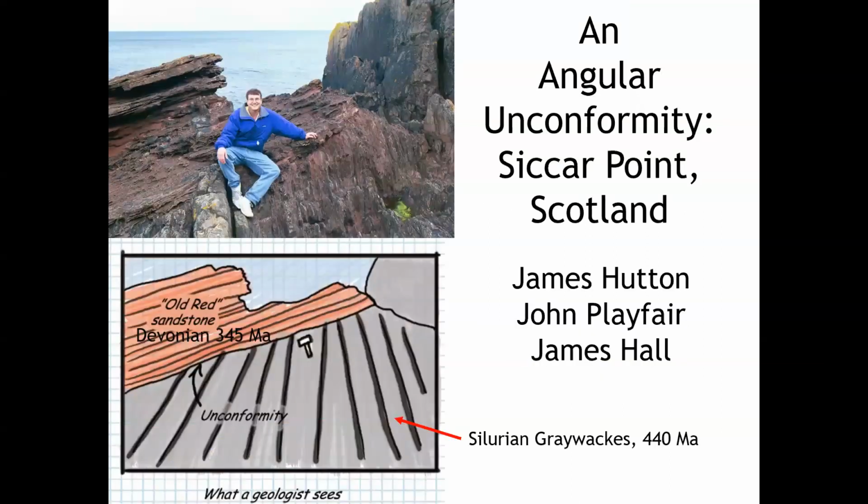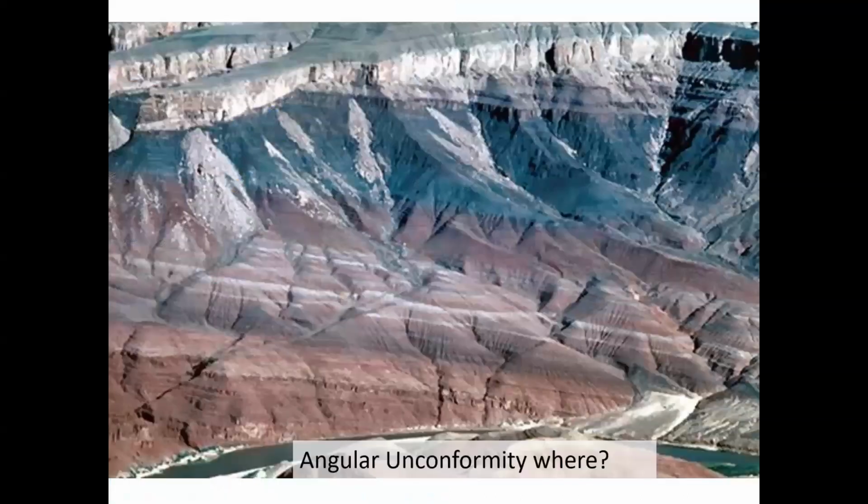One really famous one is Siccar Point, Scotland, and it was a place where these early geologists, James Hutton, along with John Playfair and James Hall, went a lot and pondered how it could be that we had these different tilts to these rocks, and realized that there must have been a long time acting in between in order to tilt these rocks after they were deposited, and then to deposit new ones, and then to even tilt those. This was one of the first places that geologists were starting to realize just how old the Earth must be for all this to happen.